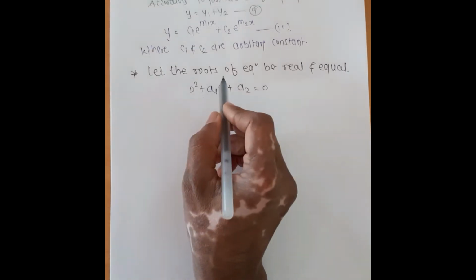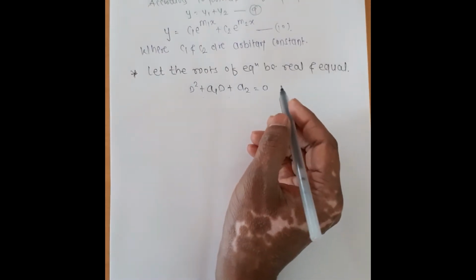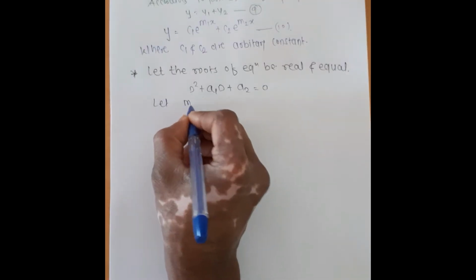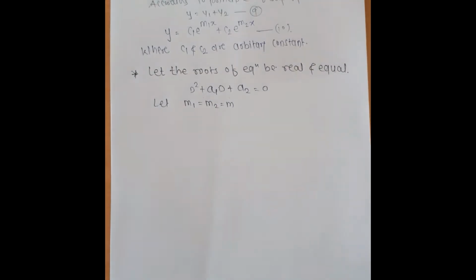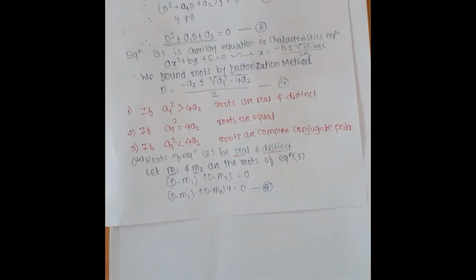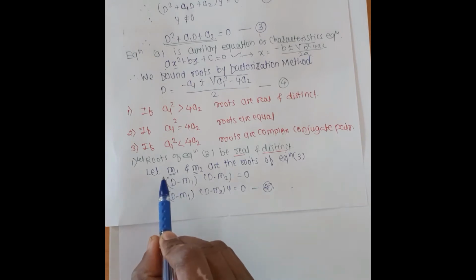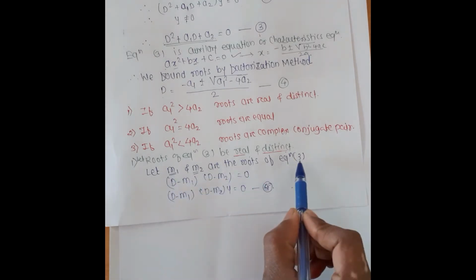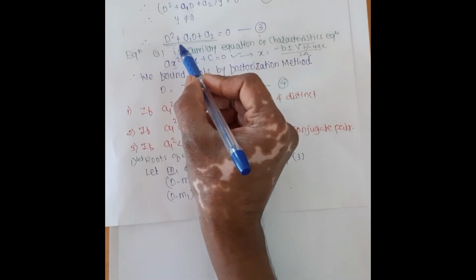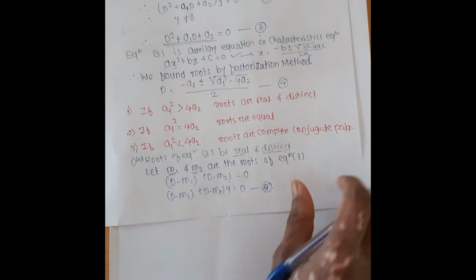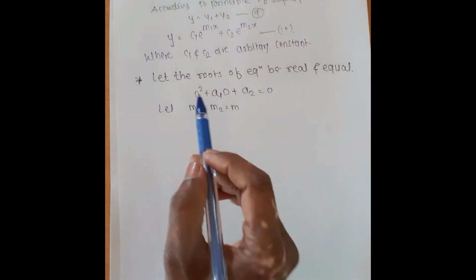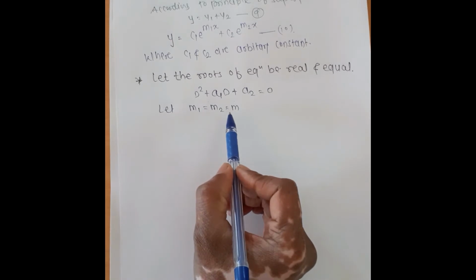So if the roots of the given equation are real and equal, then what happens? Let us consider m1 equals m2 equals m. It means the roots are equal. In the previous case we discussed that m1 and m2 are the roots of the equation D squared plus a1 D plus a2, so the roots were different, m1 and m2. In this case the roots are equal, that is, m1 and m2 equal m.